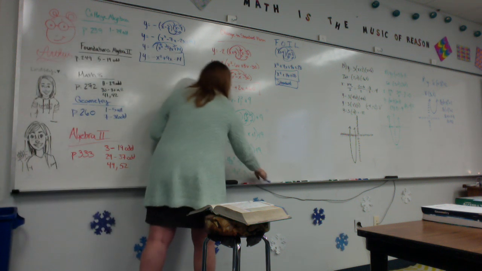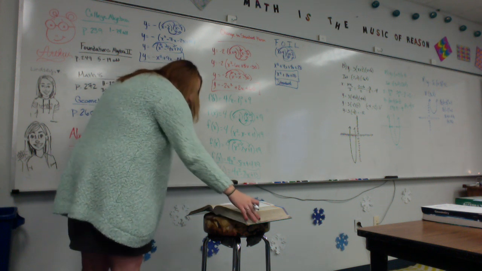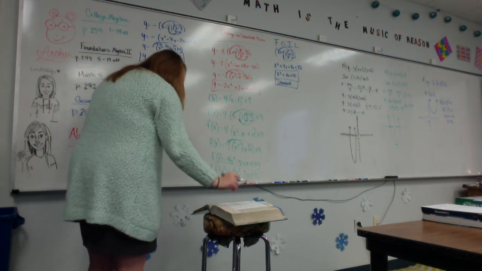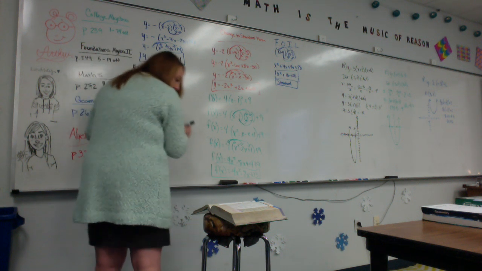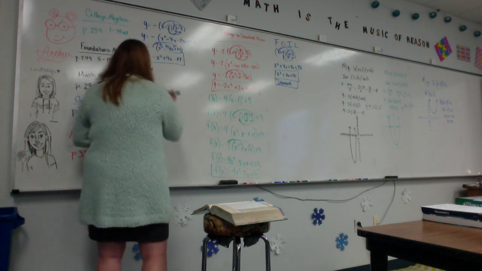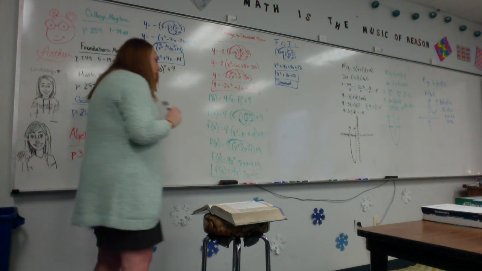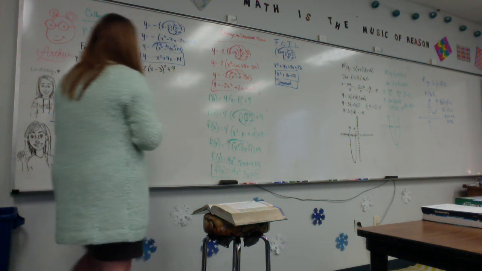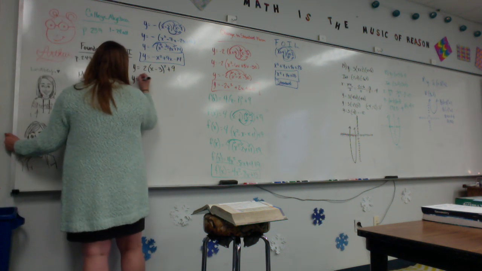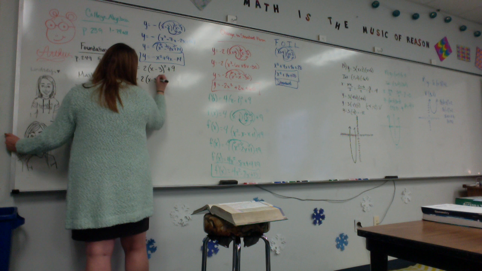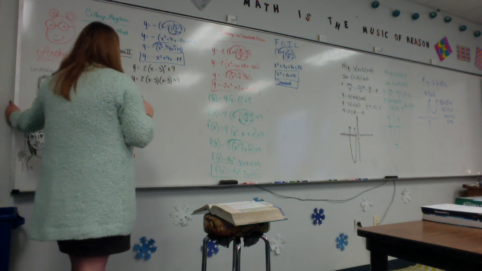One more like this. Let's try y equals 2 times x minus 3 squared plus 9. Okay, what do I need to do first? I need to separate them out so that I can see it. x minus 3, x minus 3, plus 9. Okay, now what do I need to do?